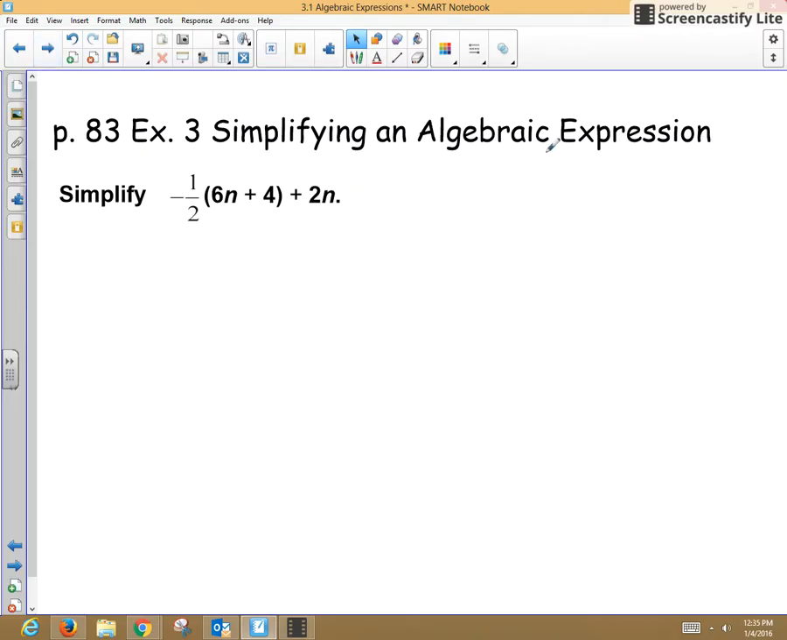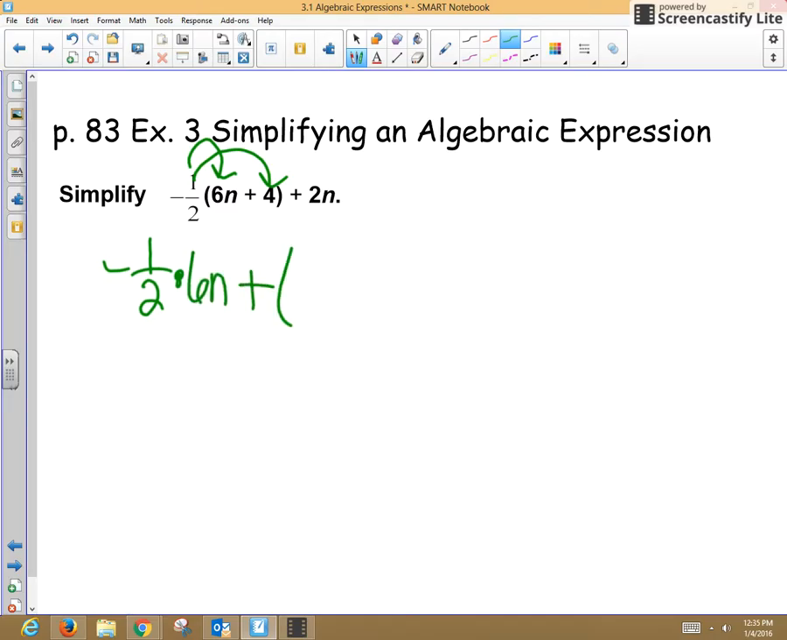Okay, example 3 on page 83. We're simplifying this expression. And to begin, we need to start with the distributive property. Negative 1/2 is being multiplied to the 6n and to the 4, everything inside those parentheses. So I'm going to rewrite it as negative 1/2 times 6n plus negative 1/2 times 4 plus 2n.